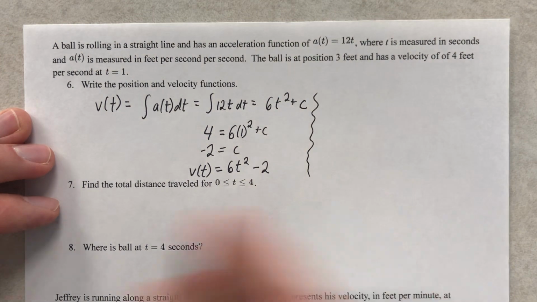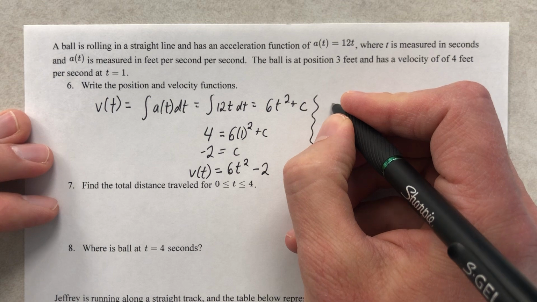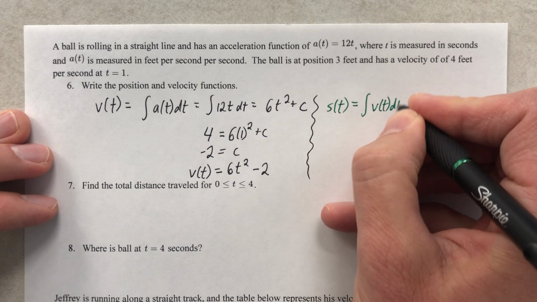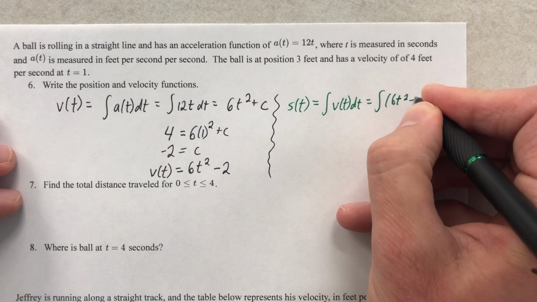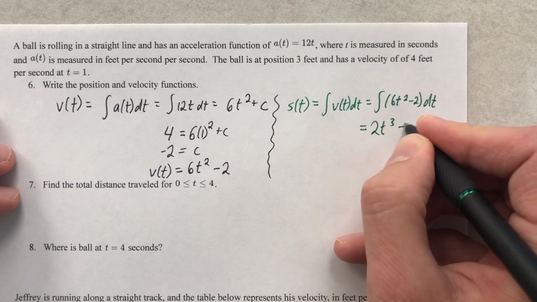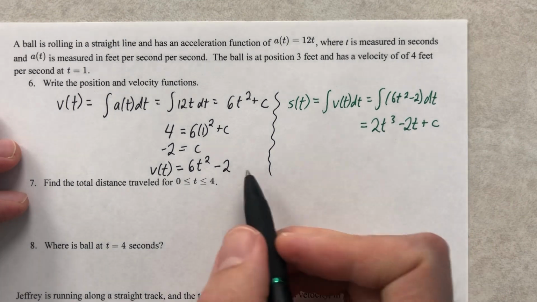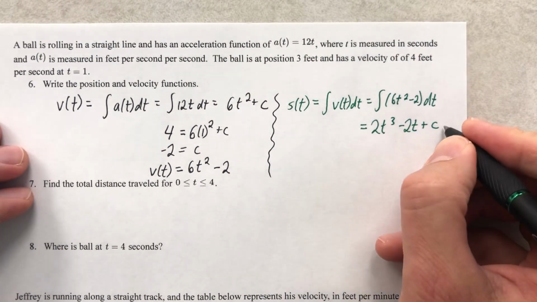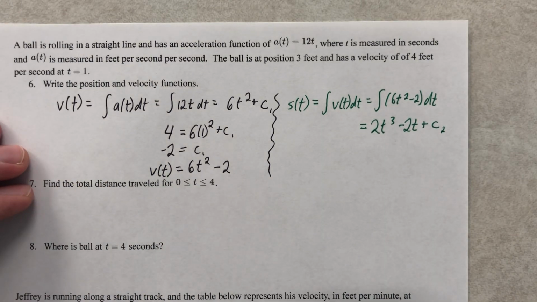Changing colors. Let's go green. The position, we'll call it S, is the integral of velocity. And it is the integral of 6t squared minus 2 dt, which is 2t cubed minus 2t plus c. Pause right there. Not necessarily wrong, but we just found c. C was negative 2, so we might be like, oh, c equals negative 2. Technically, this is a different c. We'll call it c2. If you want to come over here and call this guy c1, you can. They are two different c values. Just a little thing I do.